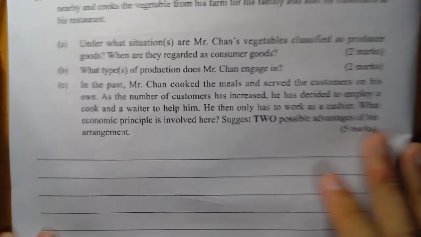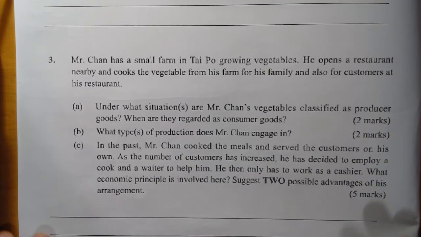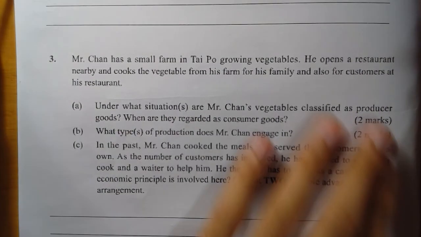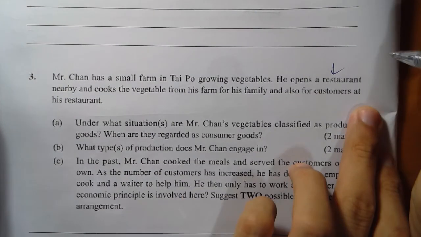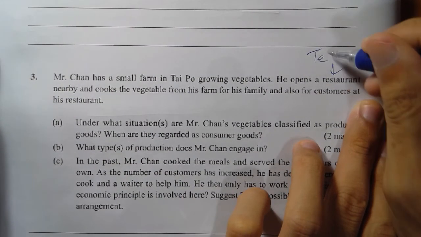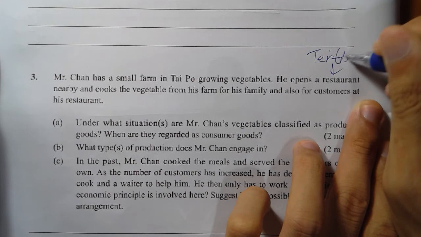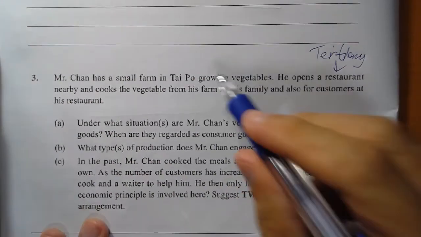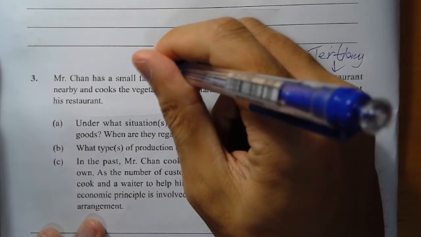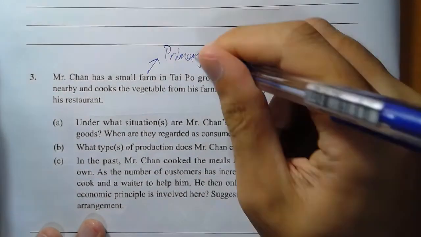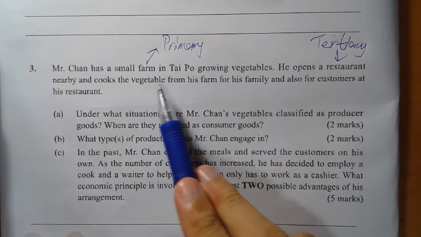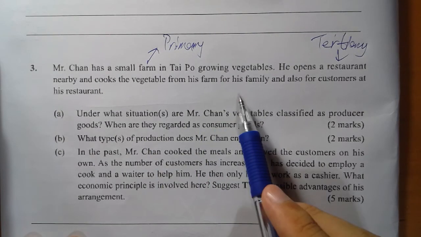One last question and we are done. Here. Mr. Chen. He opens a restaurant. Now, whenever you see restaurant. Restaurant, 咩嚟㗎? Restaurant, we know this is a tertiary, right? Mainly tertiary. 係咪啊? Mainly tertiary. Farm, primary. 係咪啊? Cook in a restaurant. Or, he cook for his family, alright?